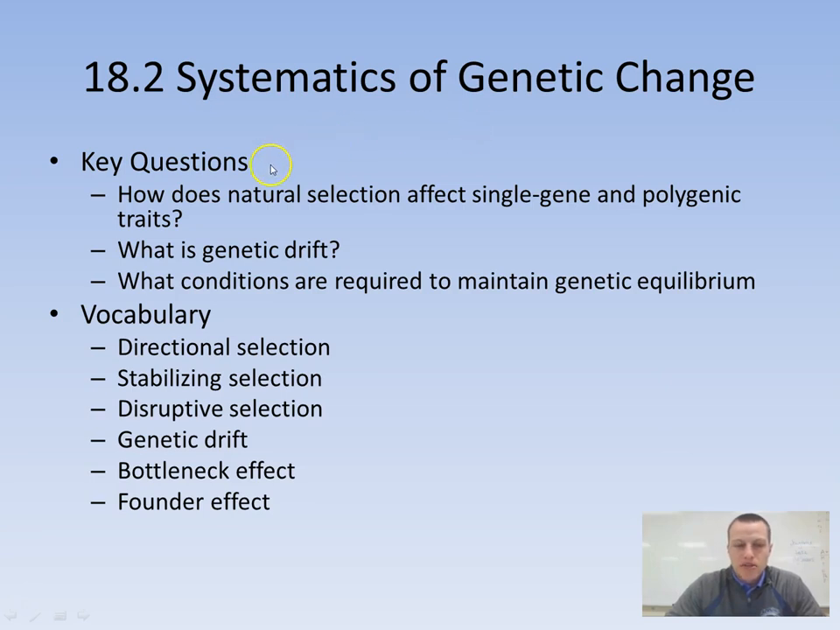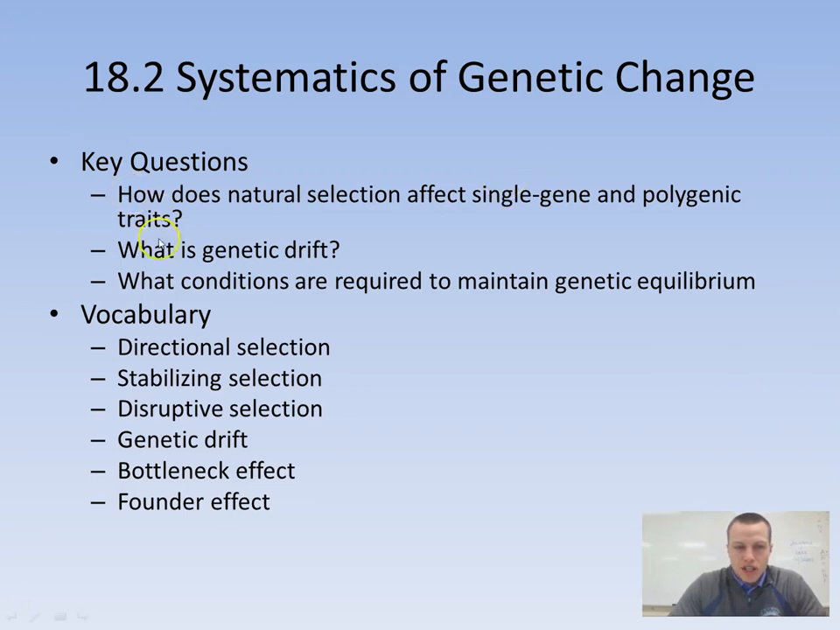So just some key questions for today. How does natural selection affect single gene and polygenic traits? Remember in our past videos, single gene is just on a single gene. They're kind of contrasting characteristics, dominant or recessive, over that trait. And polygenic is controlled by many genes all over one trait.